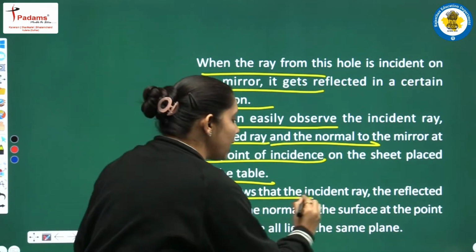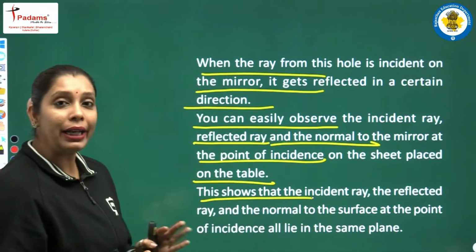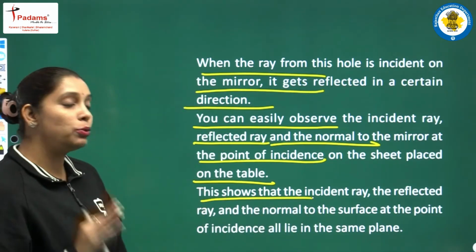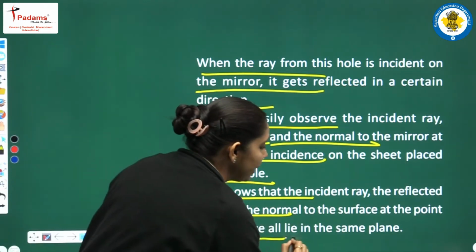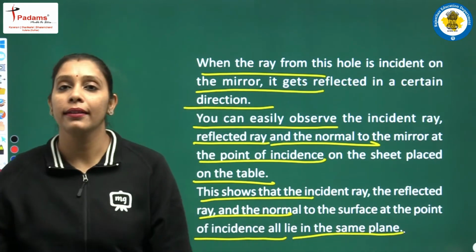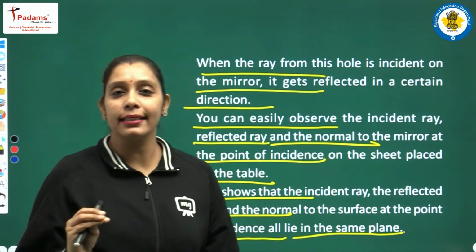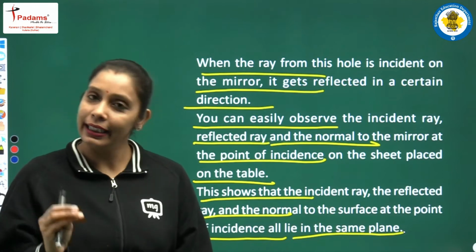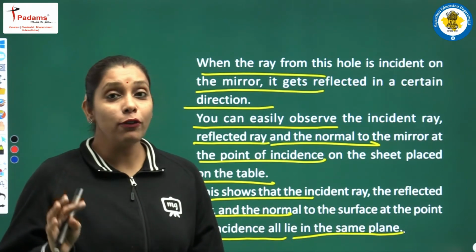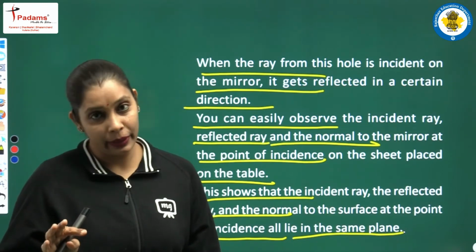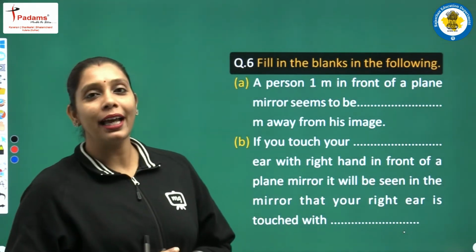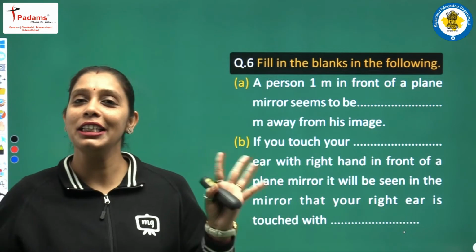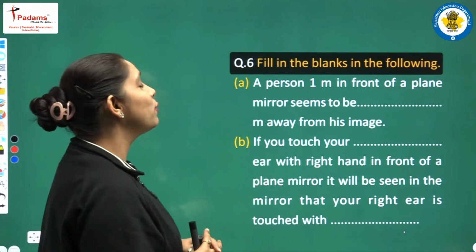This shows that the incident ray, the reflected ray and the normal to the surface at the point of incidence all lie in the same plane. So it is a very easy exercise, easy activity. Clear everybody? You can perform this one at your home. Clear? Move to the next question, and next question is fill in the blank, and fill in the blanks are the easiest one. So read the first one.